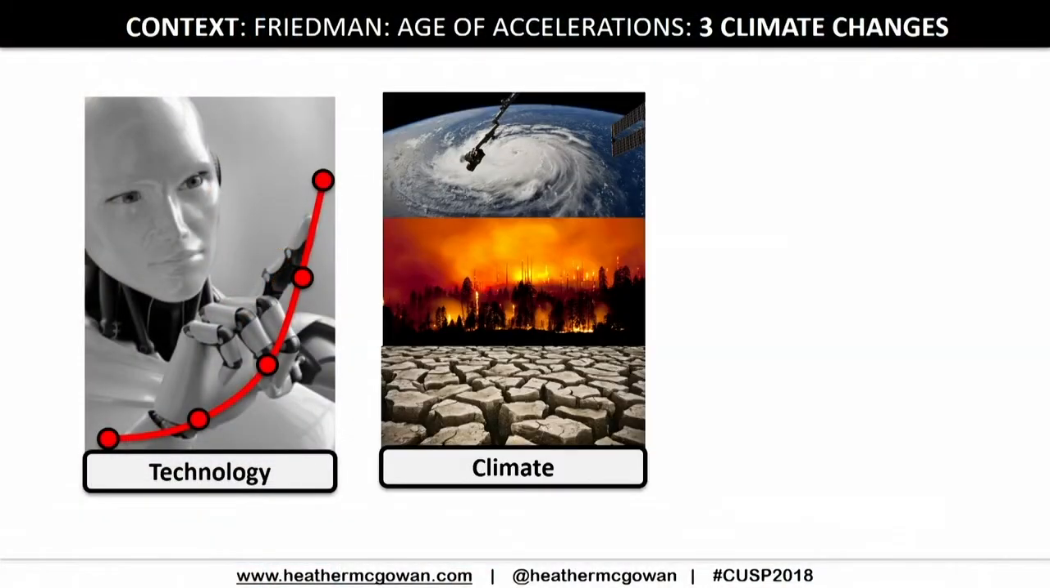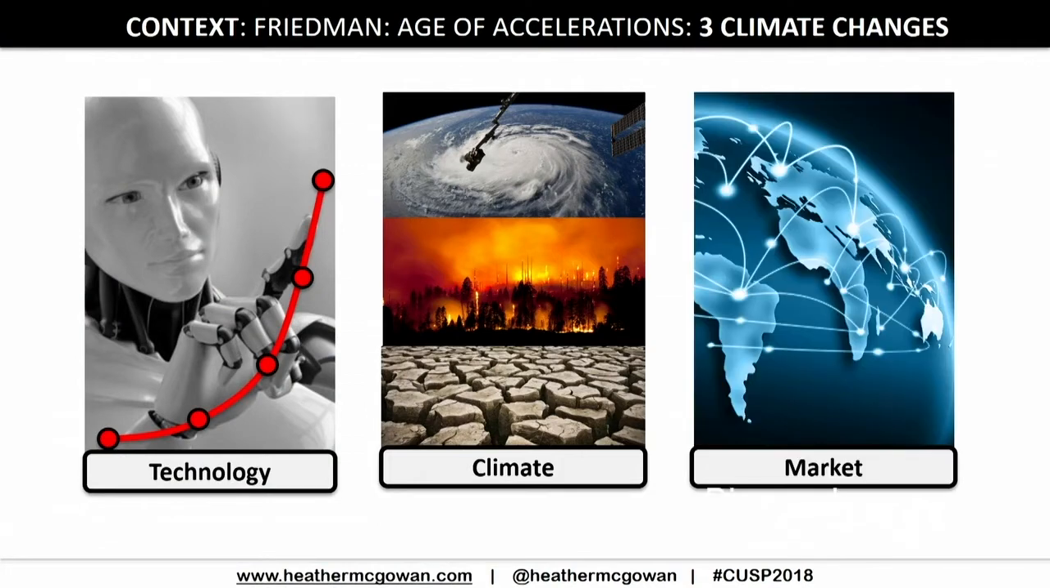Something's happening at the individual level, and I think this is why humans are under stress. So we're in the age of accelerations. I have the good fortune to have crossed paths with New York Times' Thomas Friedman about 4 or 5 years ago, and we speak regularly. He says that we're going through 3 climate changes at once: the climate of technology, the climate of the climate, and the climate of the market.